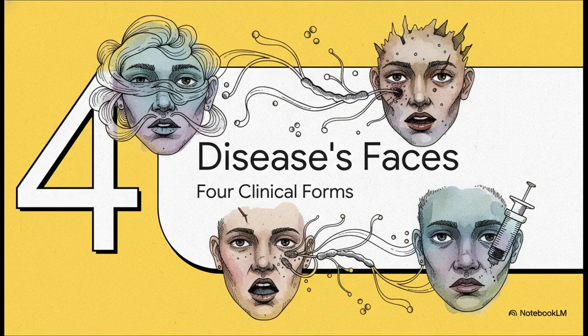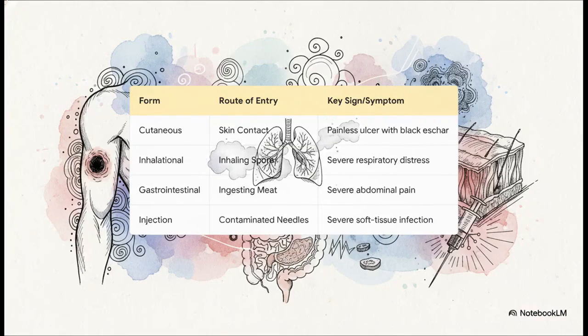Okay, on to Section 4, the disease's different faces. Because, you see, how you get exposed to anthrax totally changes the kind of sickness you get. It's not just one disease. It actually shows up in 4 very distinct ways.